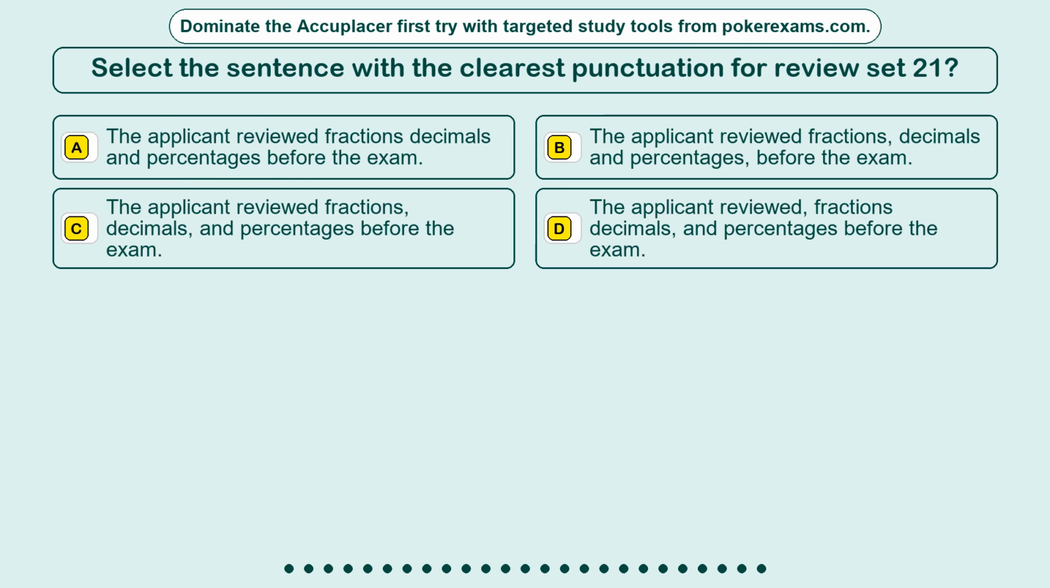Question 19. Select the sentence with the clearest punctuation for review set 21. Option A. The applicant reviewed fractions, decimals, and percentages before the exam. Option B. The applicant reviewed fractions, decimals, and percentages before the exam. Option C. The applicant reviewed fractions, decimals, and percentages before the exam. Option D. The applicant reviewed fractions, decimals, and percentages before the exam.